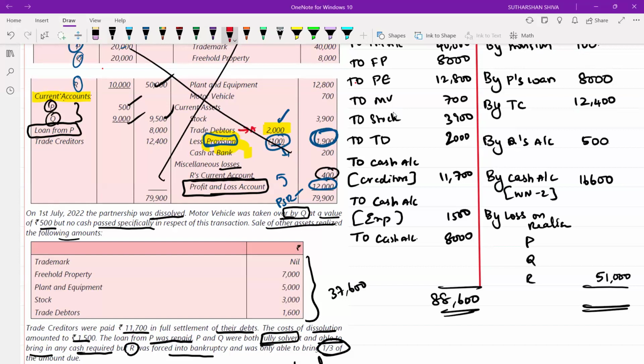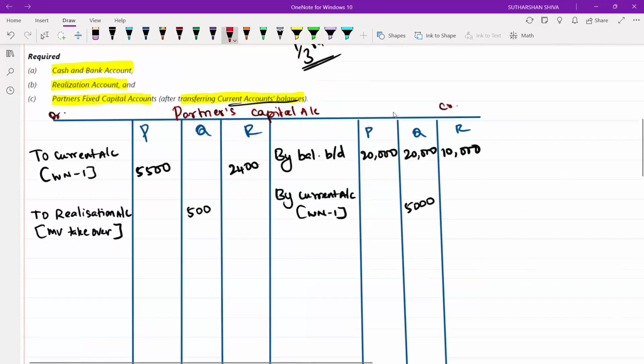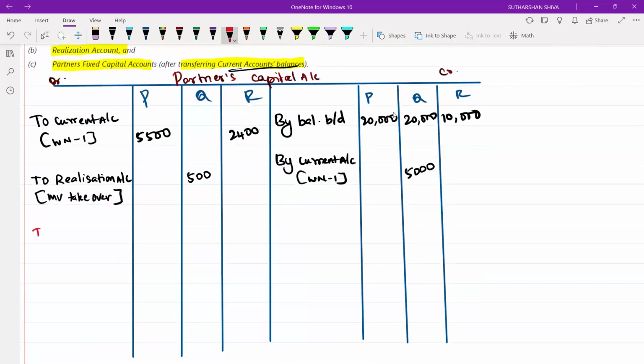25,500. Next one is 17,000. Next one will be 8,500. So this realization loss should be transferred to which account? It should be transferred to the capital account. Capital, loss. How much is the value? 25,500, 17,000, 8,500.